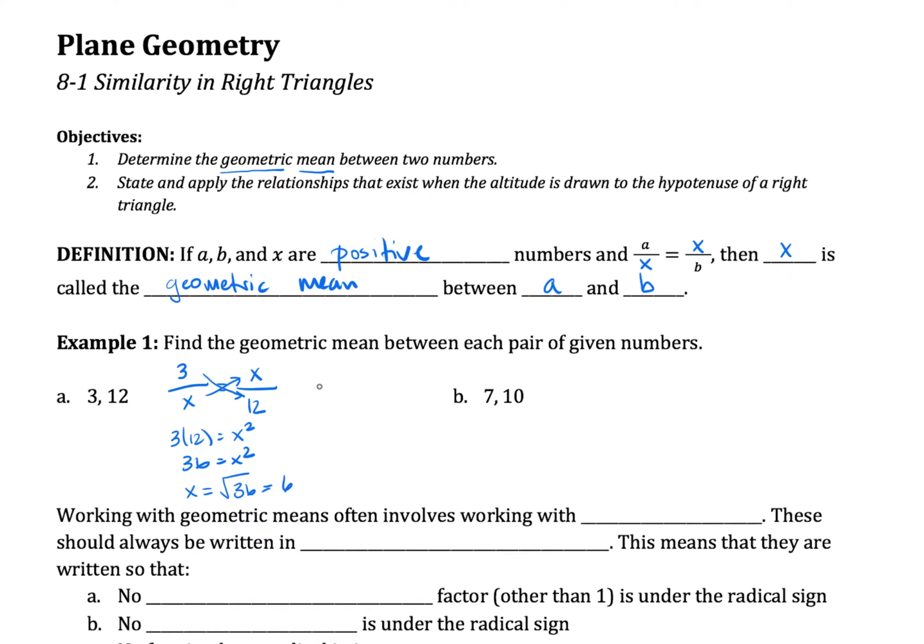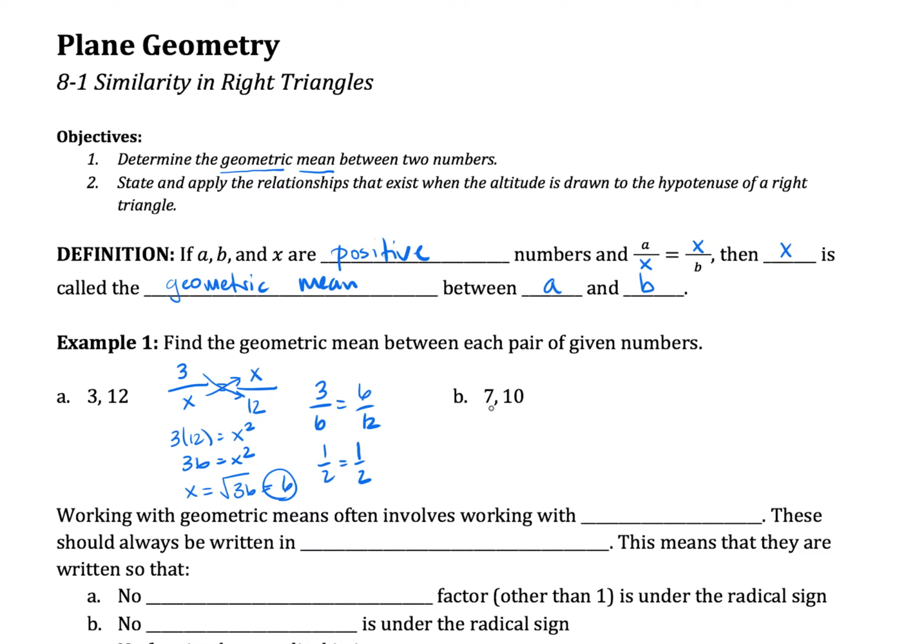And we can check it. We can notice that if we go 3 over 6 and 6 over 12, those two fractions do equal each other because they both reduce to 1/2. So 6 is our geometric mean between 3 and 12.